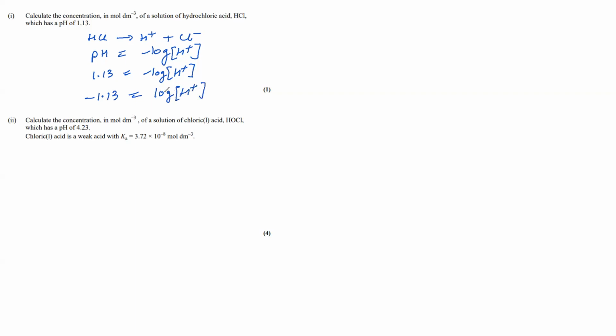So if you need to calculate this value, simply do 10 to the power negative 1.13 equal to H positive ion concentration. Solve it and you will get the concentration of H positive to be 0.074 mole per decimeter cube. Either take anti-log on both sides or just do 10 to the power negative 1.13. How to take anti-log? Basically, press shift and log in your calculator, and you will get the anti-log value.